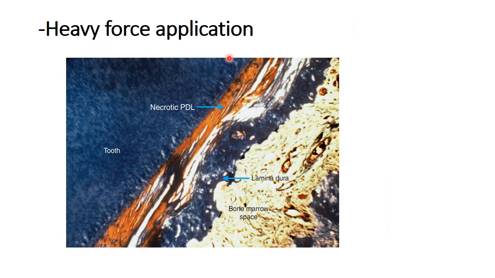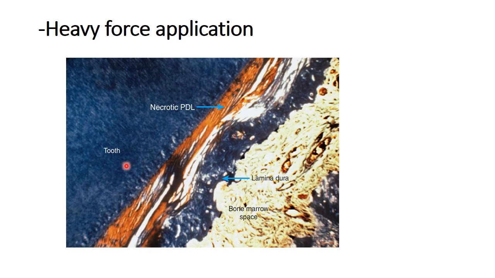Heavy force application. When heavy force is applied constantly to a tooth, it will lead to compression of the PDL. It will totally occlude the blood vessels, cutting off the blood supply, damaging the cells, and sterile necrosis will occur in this area. Because of its histological appearance, which is the absence of cells and blood vessels, this area will be called a hyalinized area.